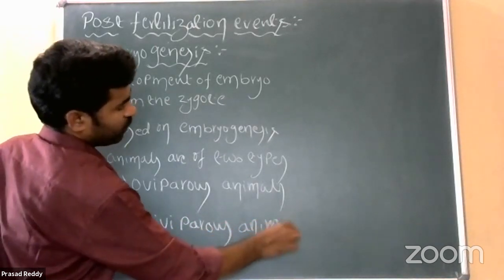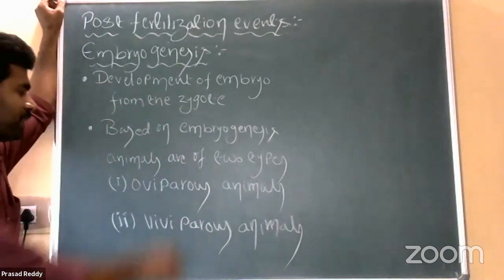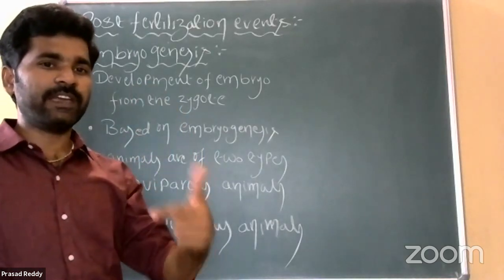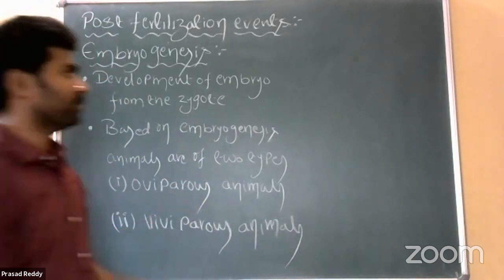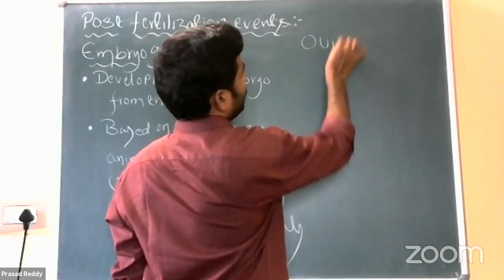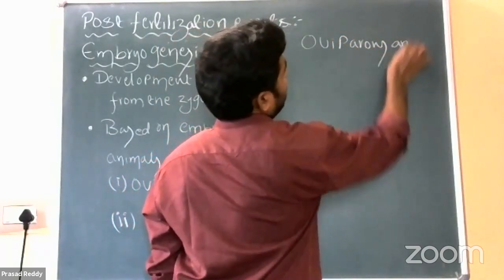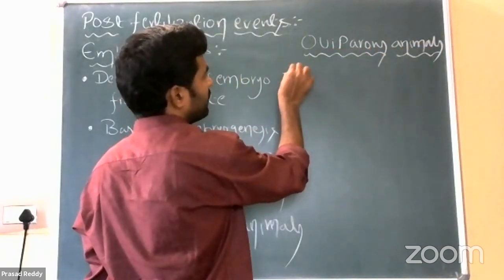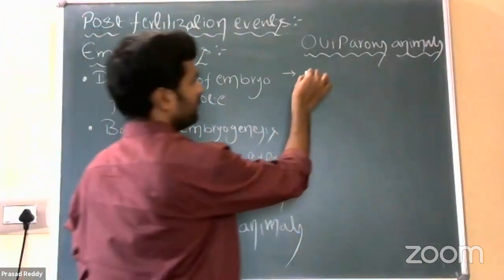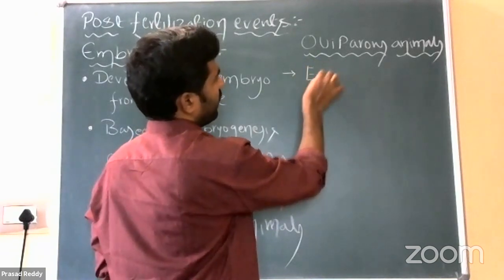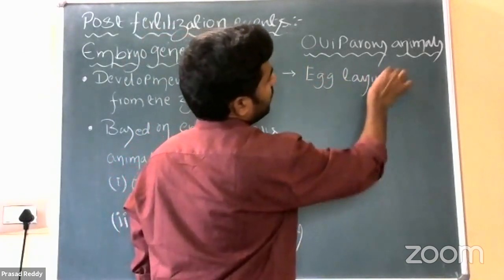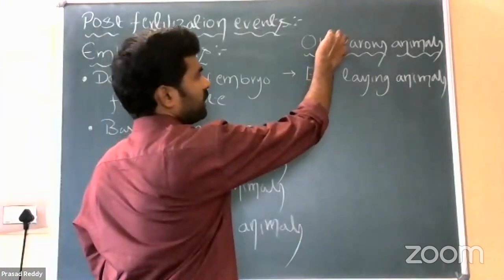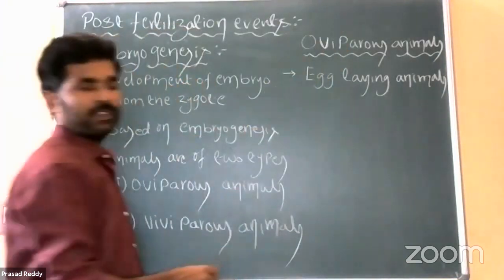So what is the major difference between oviparous animals and viviparous animals? First take oviparous animals. The animals which directly lay eggs are called oviparous animals. Small side heading: oviparous animals. So what are oviparous animals? These oviparous animals directly lay eggs, otherwise simply egg-laying animals. Egg-laying animals are called oviparous animals.